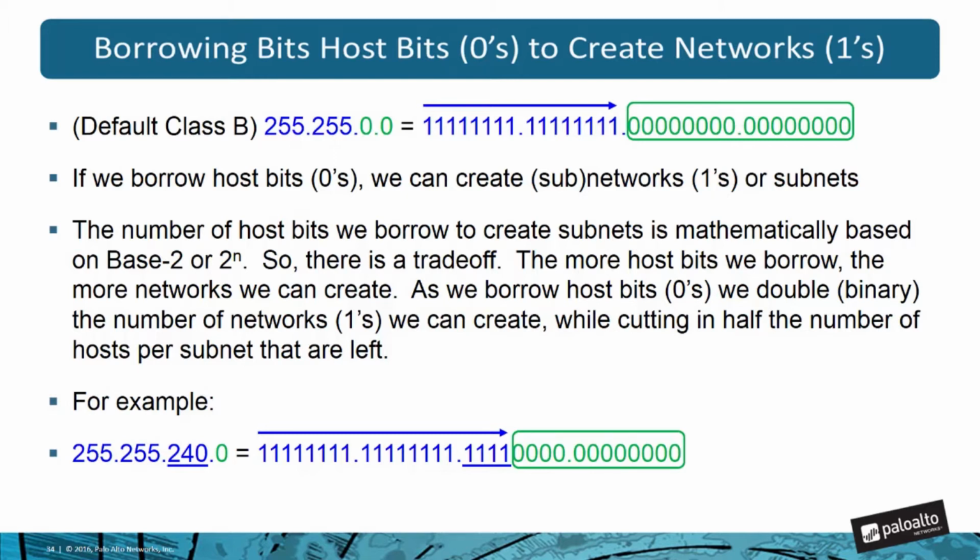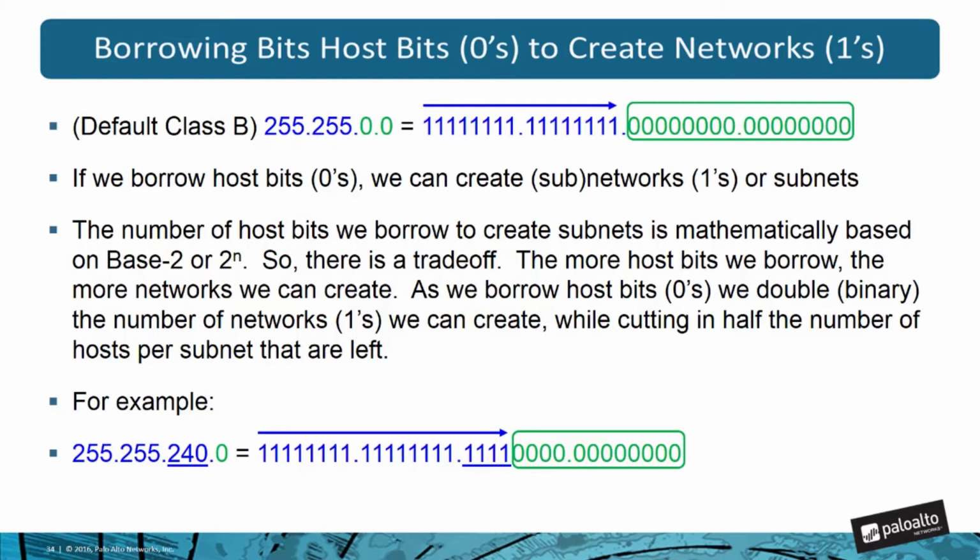If we borrow host bits, then the number of host bits we borrow is used to mathematically figure out how many networks we want to create. It's based on 2 to the n. So there's a trade-off. The more host bits we borrow, the more networks we create. So as we borrow host bits or zeros moving to the right, we double in binary the number of networks or ones we can create, while cutting in half the number of hosts per subnet that are left.